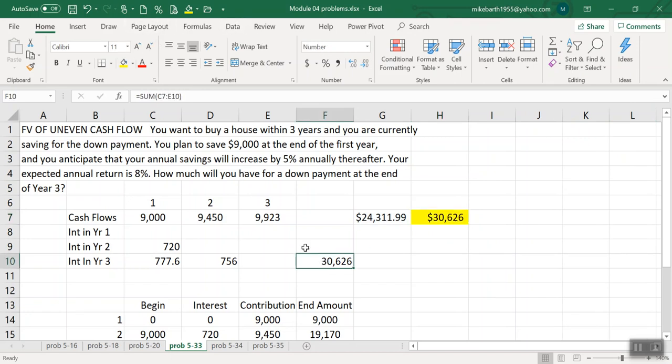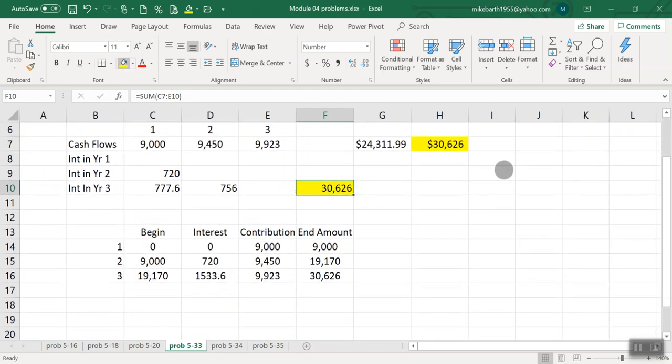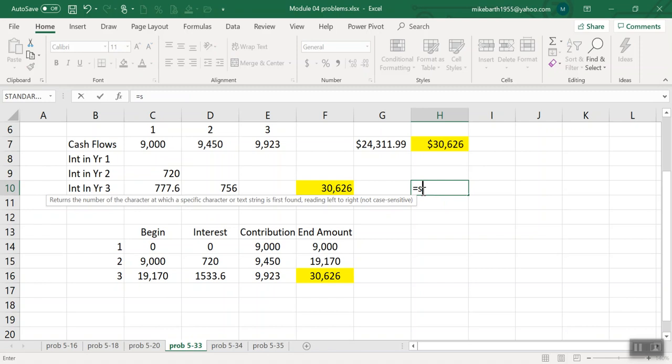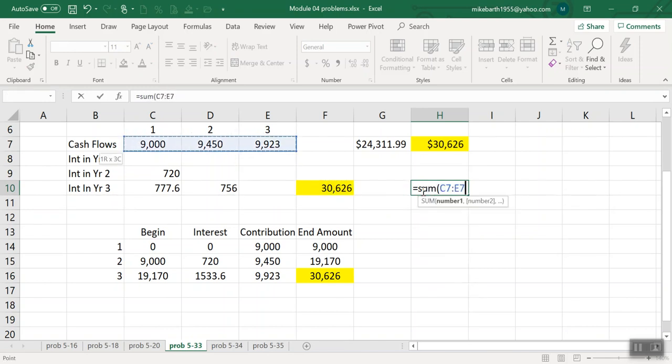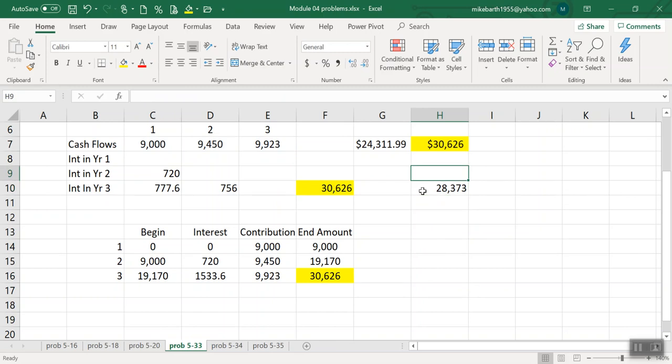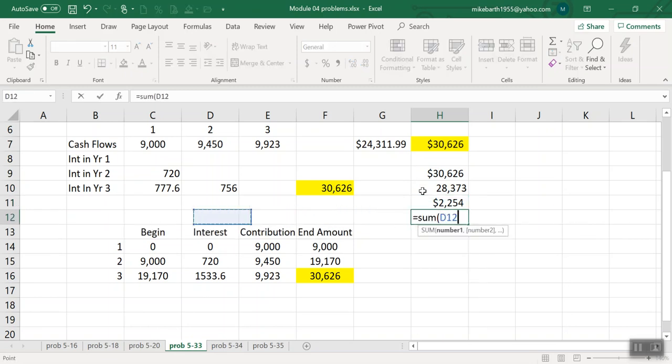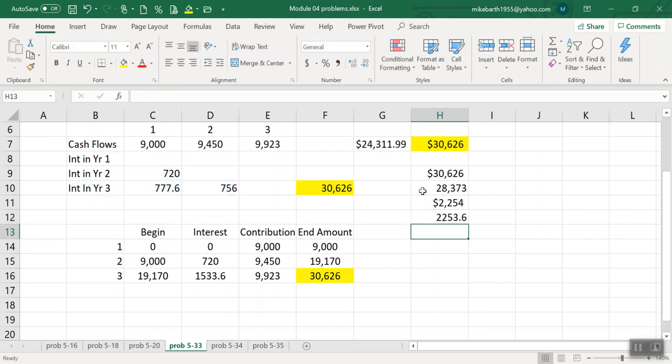But no matter how we do it, you're still going to come up with $30,626. And how much of that is interest? Well, if you contributed $28,373 and you ended up with $30,626, then the total interest that you earned during that time will be $2,254, which, by the way, when we calculated it manually over here, we would have gotten the same answer, with rounding.